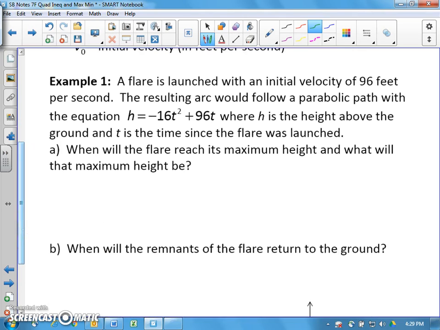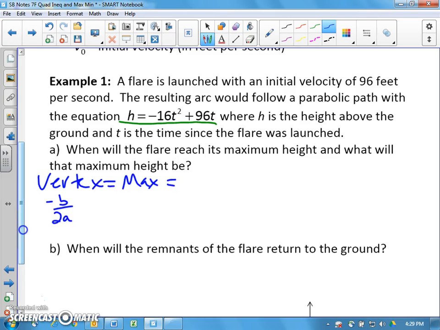A flare is launched with an initial velocity of 96 feet per second. The arc follows a parabolic path with the equation that's given here. The h is height and t is time. So the question is, when will the flare reach its maximum height, and what will that height be? Well, maximum we know is the vertex. This equation's in standard form. So we just need to do our minus b over 2a to find the x-coordinate of your vertex.